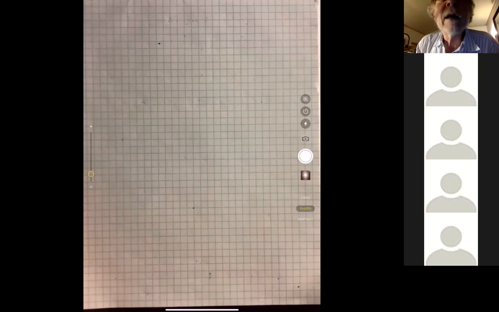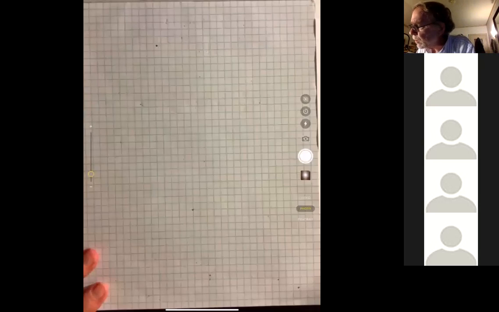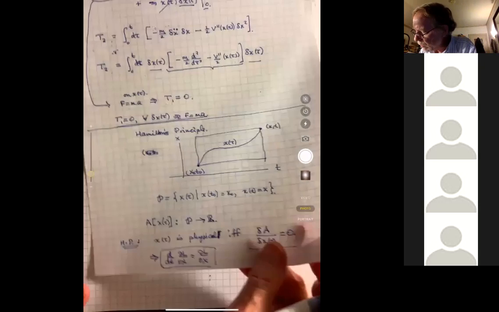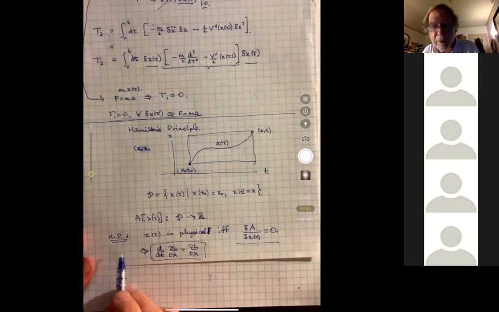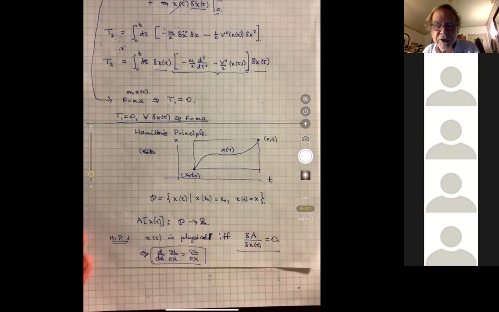All right, now then. Here's an issue which arises, especially if you try to read the books. The books sometimes describe Hamilton's principle by saying it's the principle of least action. They say the action is minimized along the classical path. There are lots of books that say that. Maybe your own classical mechanics book said it.